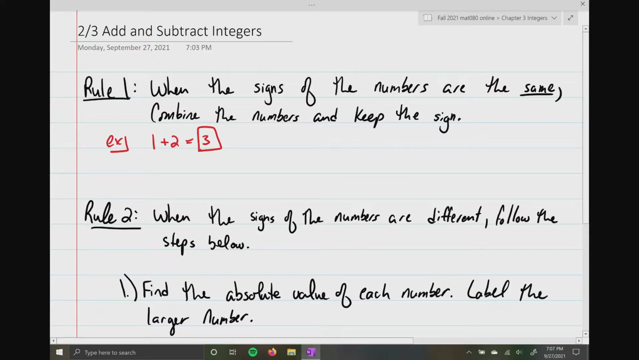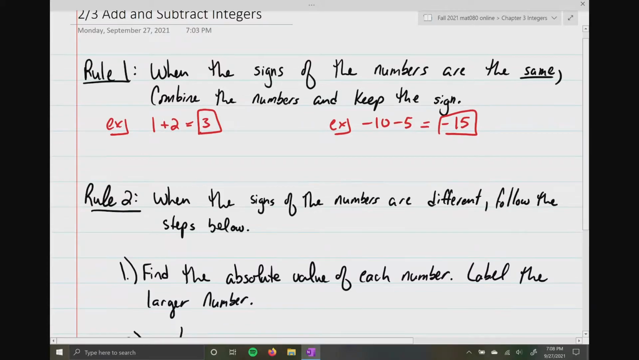Simple. However, here's another example. -10 minus 5. Well, if you look at the signs in front of the numbers, in front of the 10 is a negative, in front of the 5 is a negative. So the signs of both numbers are the same. Therefore, we're going to combine the numbers. So combine them. 10 and 5 is 15, but you keep the sign. So -10 minus 5 is -15. And that's honestly as hard as rule number 1 gets, okay?